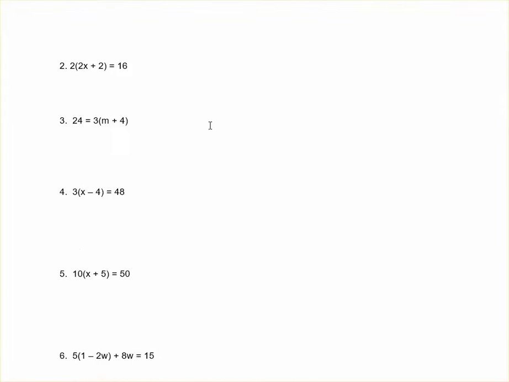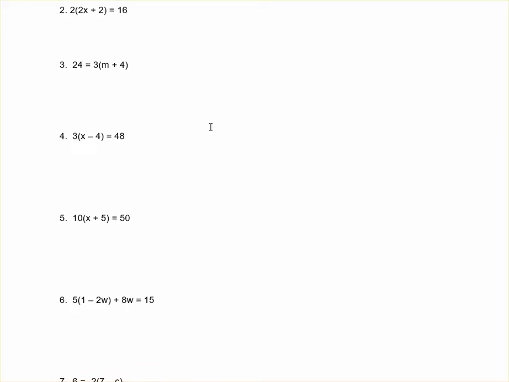All right, let's look at another problem. Let's look at number 3. Now in number 3, the distributive property is on the right side, but we are still going to solve the same way. It's just that we are going to rewrite the 24 equals to start with, and then we'll do the distributive property on the right side. So we have to take 3 times m, and then 3 times 4. There's going to be a plus sign because there's a plus sign in the parentheses. So the second line that I'm writing is just simplifying the distributive property that I just did.